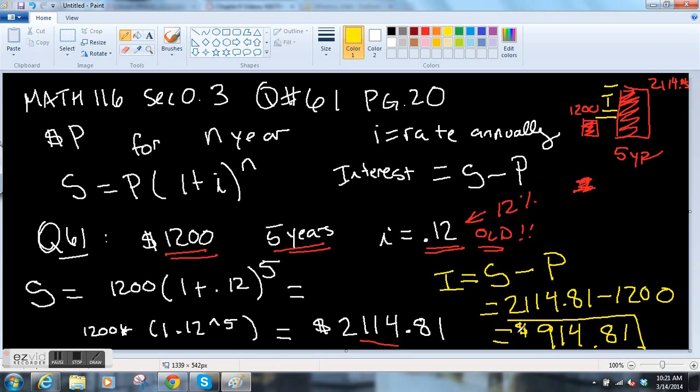That is a pretty sweet investment. Oh, I'm longing for the days of a 12% compounded interest rate. Does that make me a hopeless romantic?